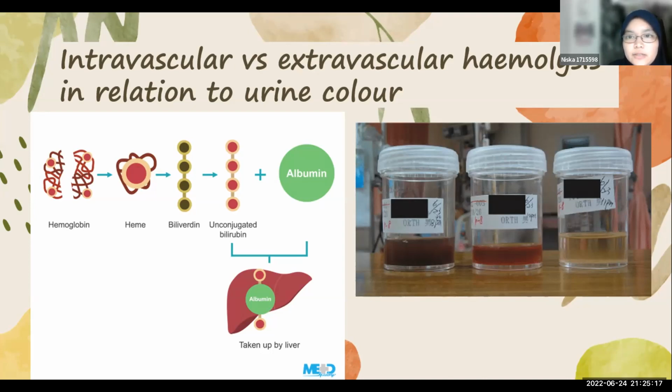For extravascular hemolysis, because the red blood cells are still phagocytosed in the liver, there is conjugated bilirubin, which gives dark color urine. So which one do you think is the intravascular and extravascular urine?